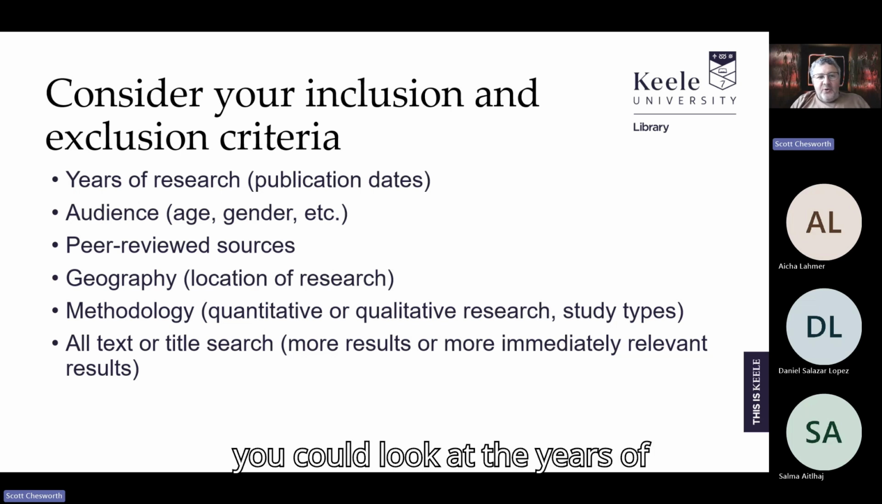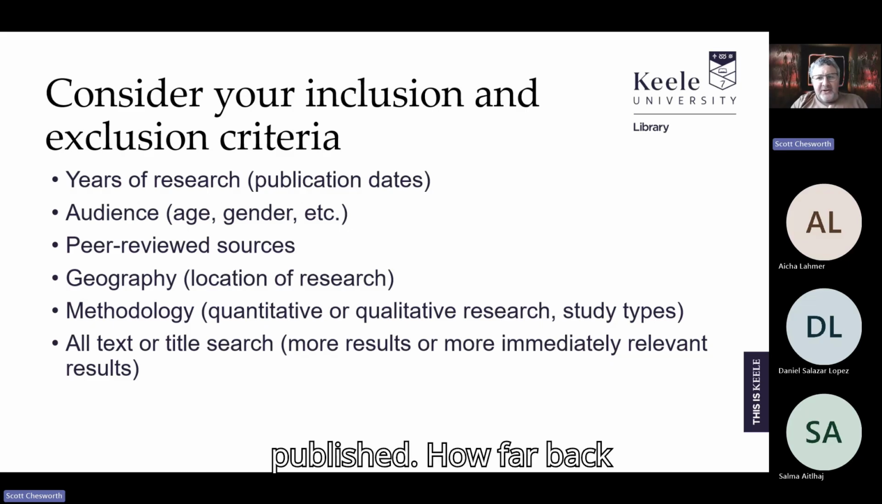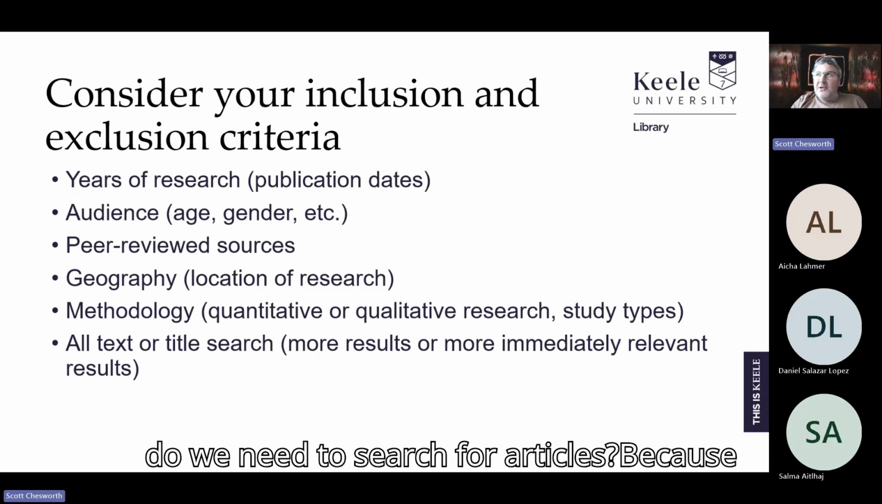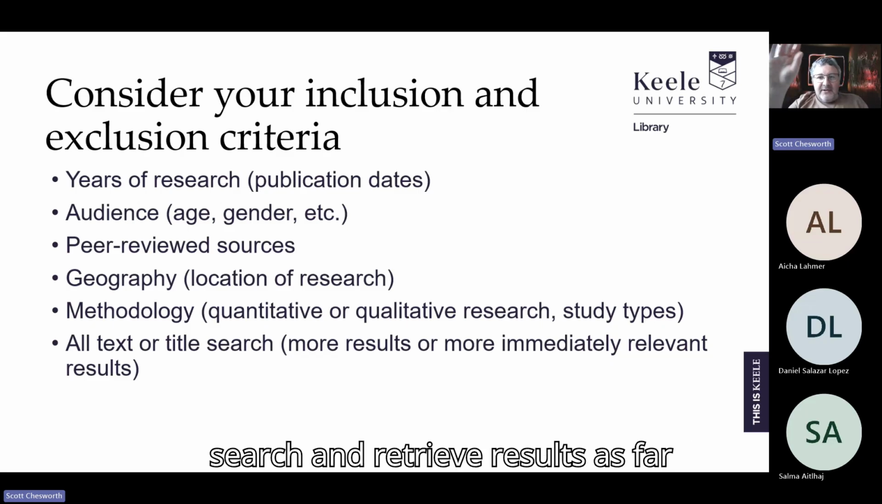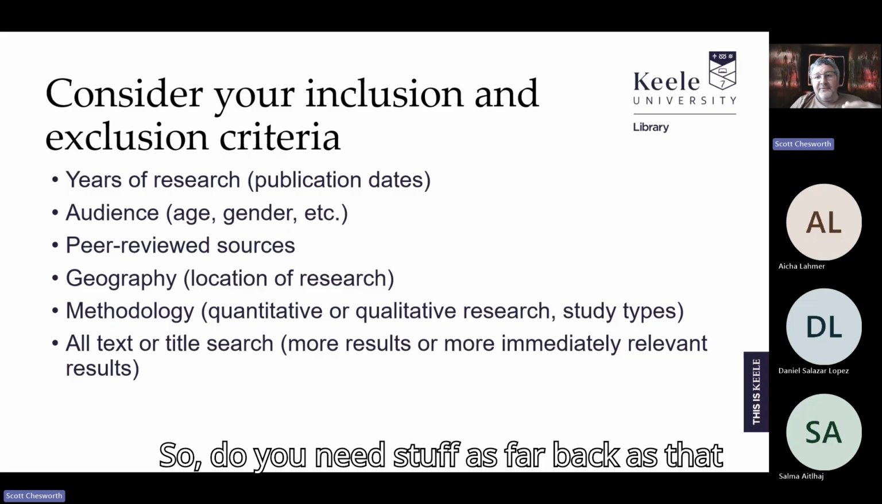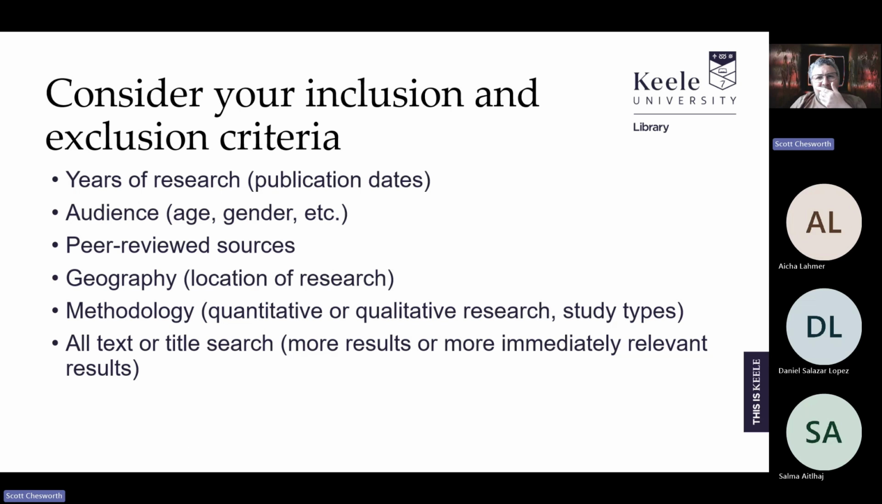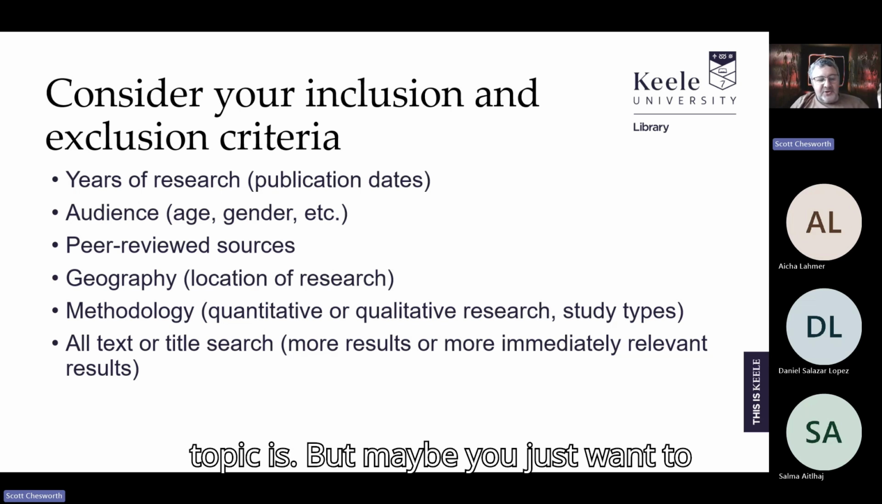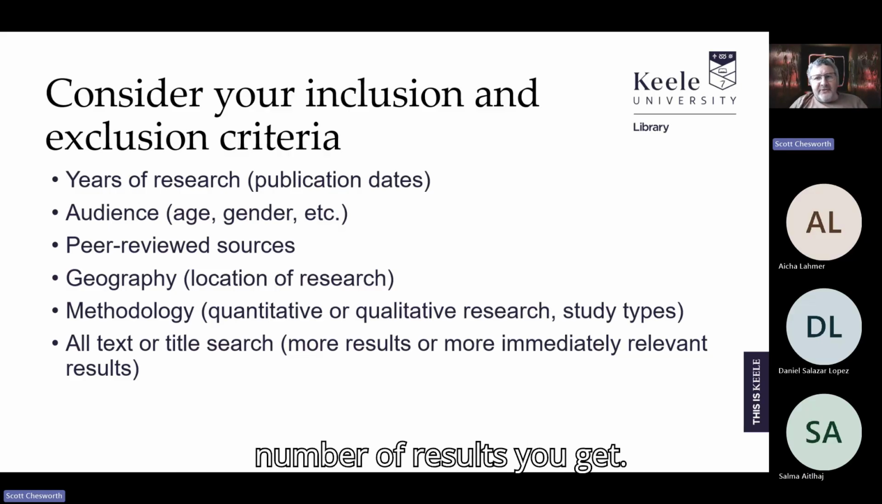Well, you could look at the years of research in terms of when articles were published. How far back do we need to search for articles? Because when you do that initial search, it will retrieve results as far back as it has available within the database. So do you need stuff as far back as that, historical? It depends, obviously, on what you're looking at and what the topic is. But maybe you just want to look at the last 10 or 5 years' worth of research, and that will reduce the number of results you get.